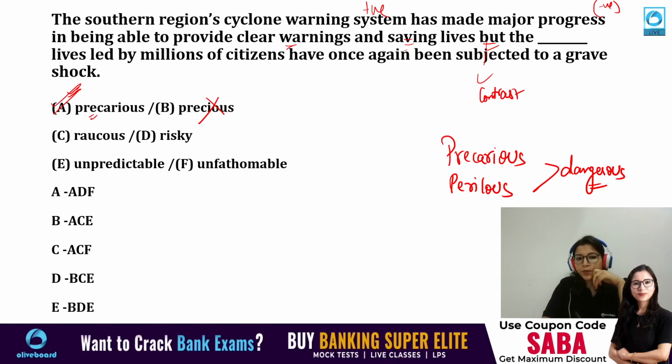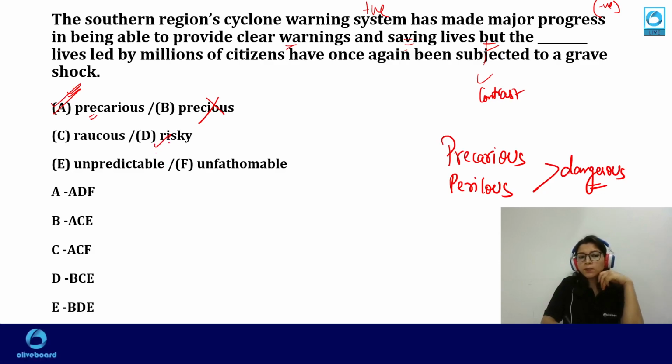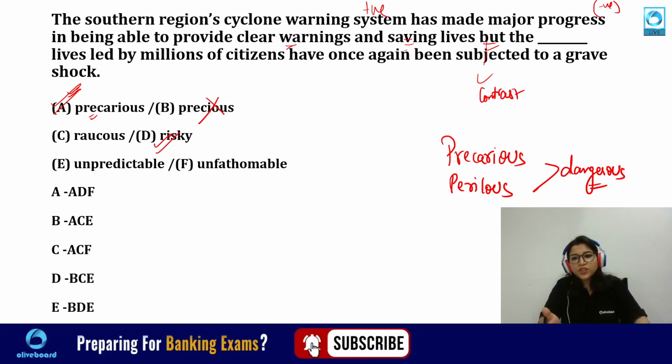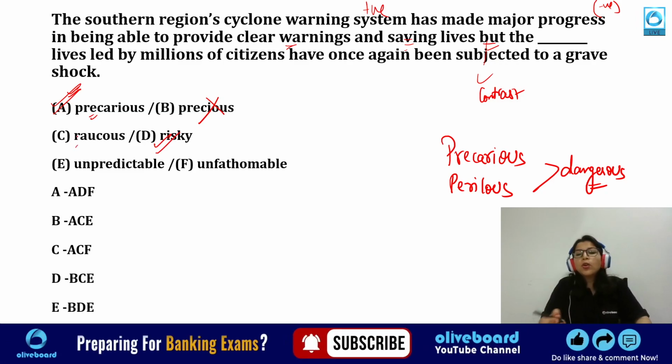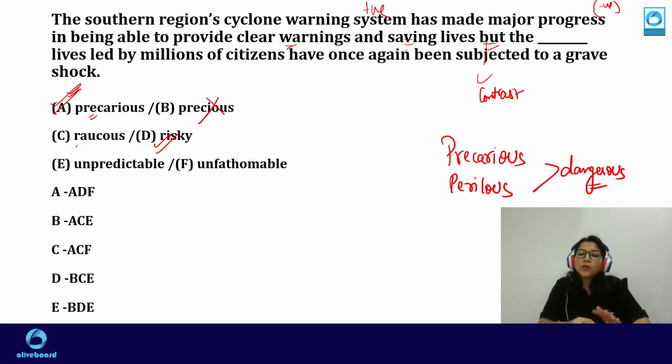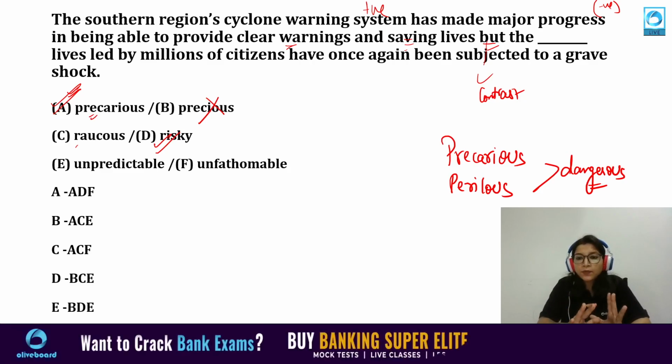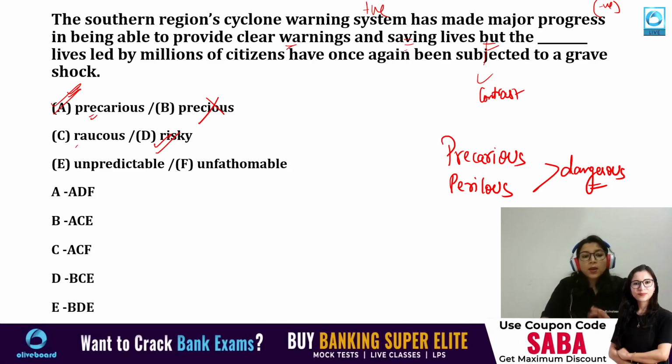A is correct. Second option, risky. Dangerous. Risky also means dangerous. Even though you do not know the meaning of the word raucous, but you know कि हाँ यहाँ पे risky हो सकता है because we need a negative word. Risky lives. Okay. Next. Unpredictable, unfathomable.